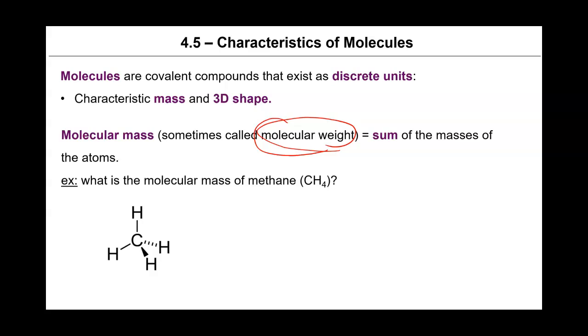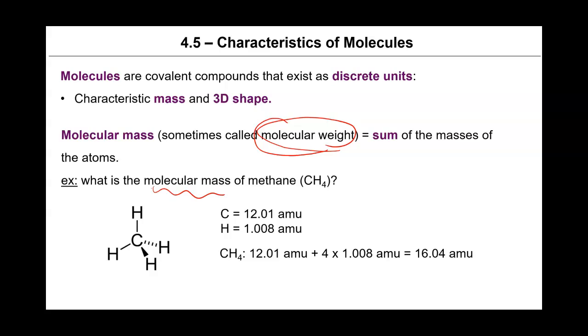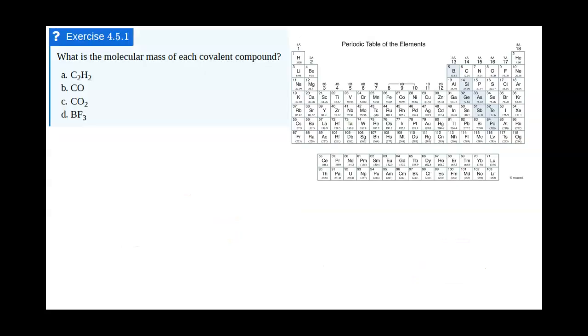If I wanted to calculate the molecular mass of methane, I would find the mass of carbon and hydrogen in the periodic table, and then I would recognize that the mass of one whole methane molecule is the mass of one carbon atom plus the mass of 4 hydrogen atoms. I'd add all of those numbers together, and that would give me the mass of one molecule. So here are a few examples from the book.